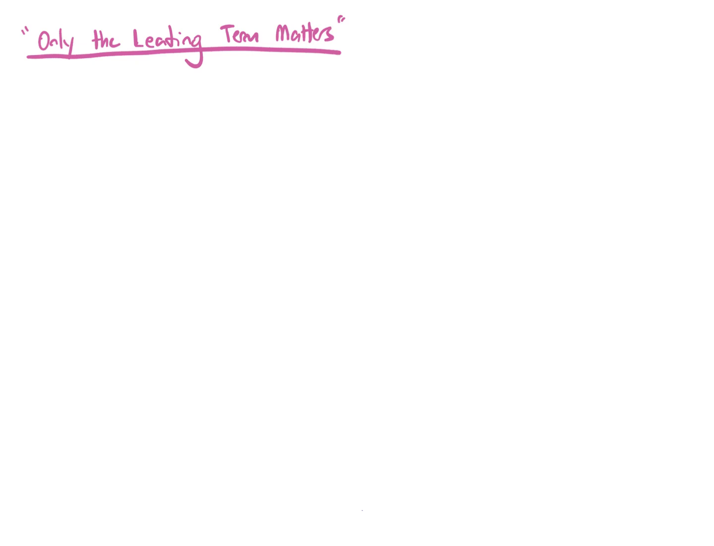So a common idea that we have when we're doing big O analysis of a function is that only the leading term matters. Only the leading term matters. And this relates to what happens when I add two functions together. So for example, let's just go right into some examples before we state the theorem. Here's my examples.